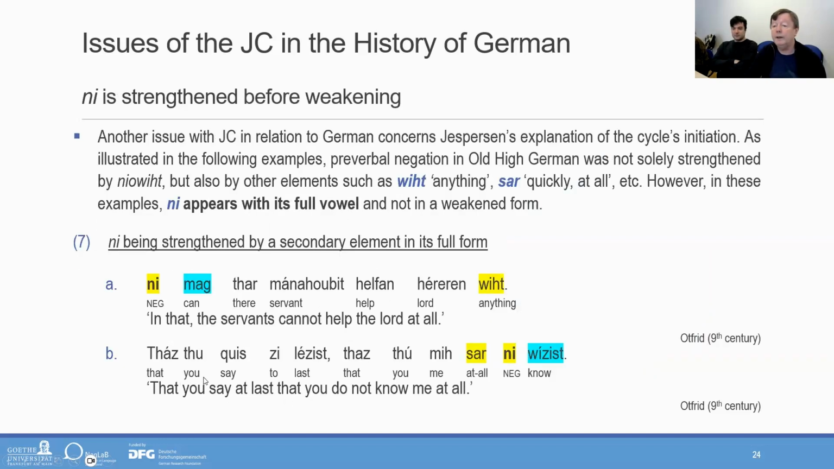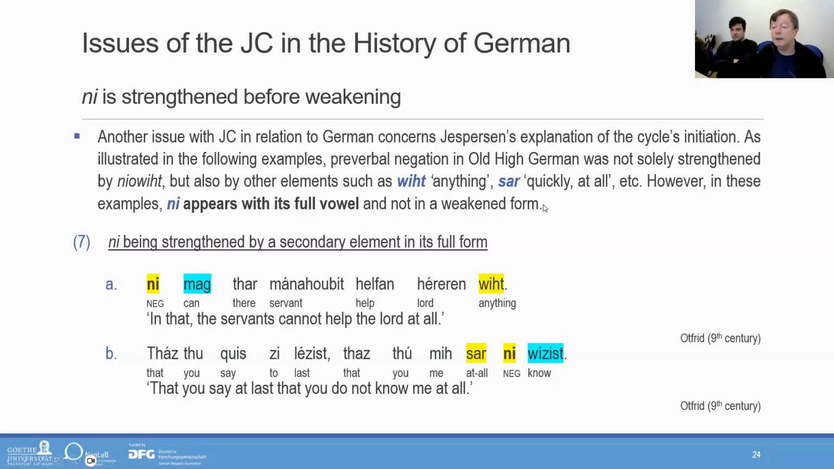High German. Another issue is why it started. The original explanation of Jespersen is that the original negator is weakened phonologically and then has to be strengthened by another element. However, as illustrated in the following examples, pre-verbal negation in Old High German was not solely strengthened by neo-wicht, but also by other elements such as wicht or sar. Sar means quickly, at all.